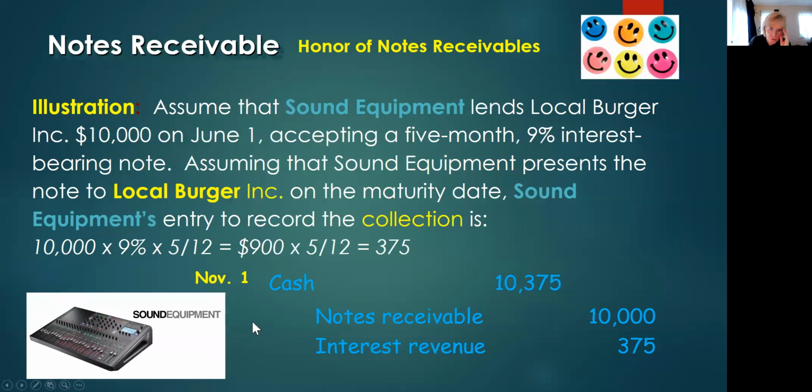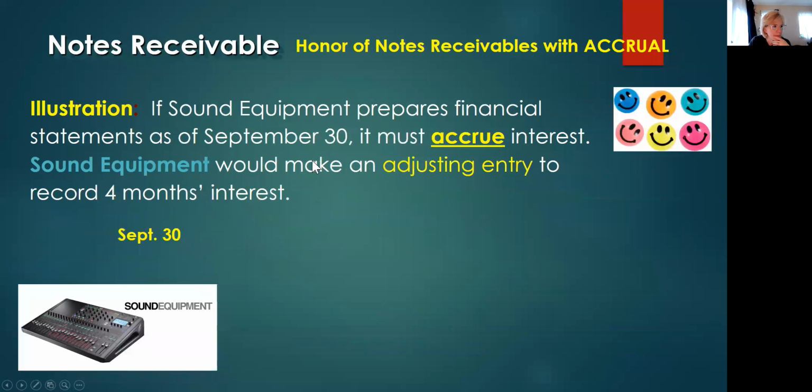The note was issued June 1st. The note is due November 1st. Okay, what if at the end of September, they issue financial statements and they say, we have to accrue the interest that we earned on this note. As of September 30th, how many months of interest is owed Sound Equipment? Remember, the note was issued on June 1st. So how many months have gone by as of September 30th?